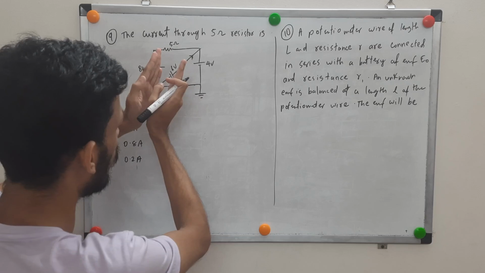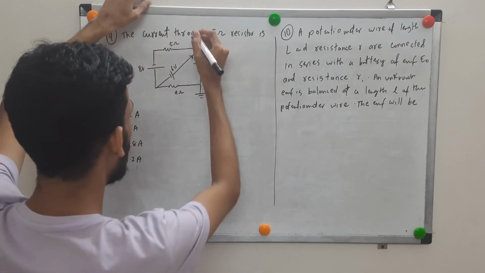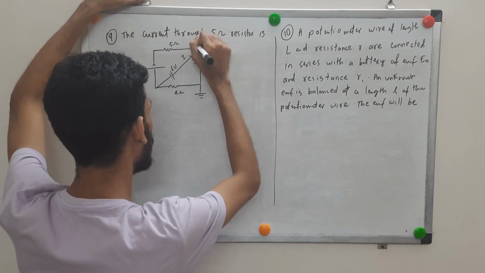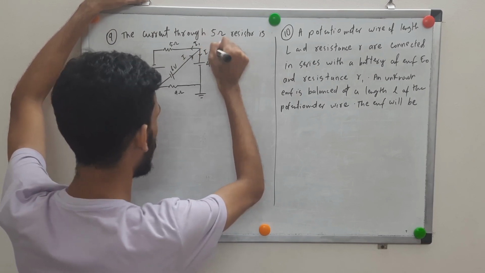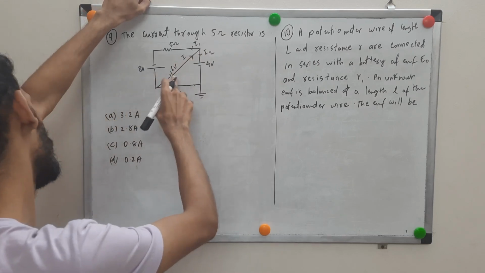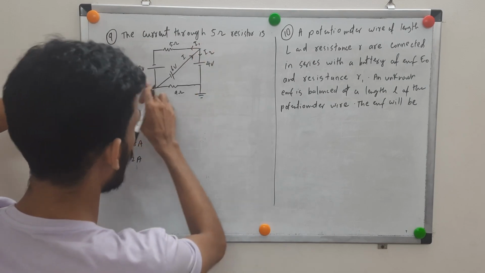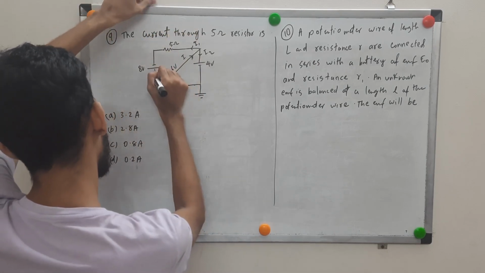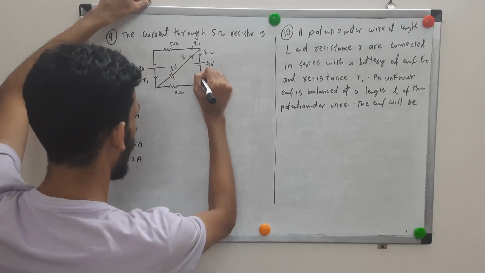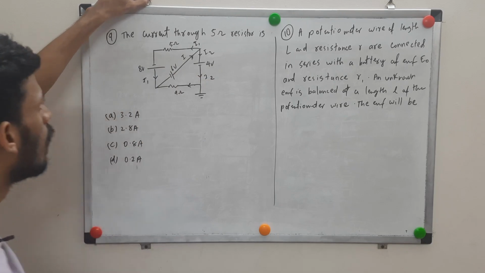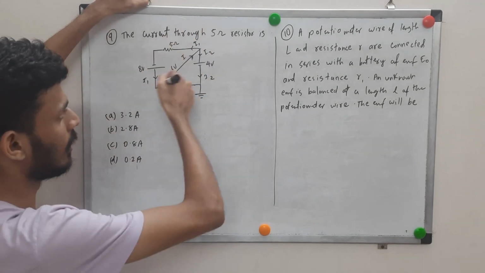You split the current between these two. That is something that will help you easily in this question. So I1 and I2. I is coming from the 6 volt battery and it's splitting into I1 and I2. I1 will go like this, complete this loop, and I2 will complete this loop. So what we are supposed to find is I1, right?